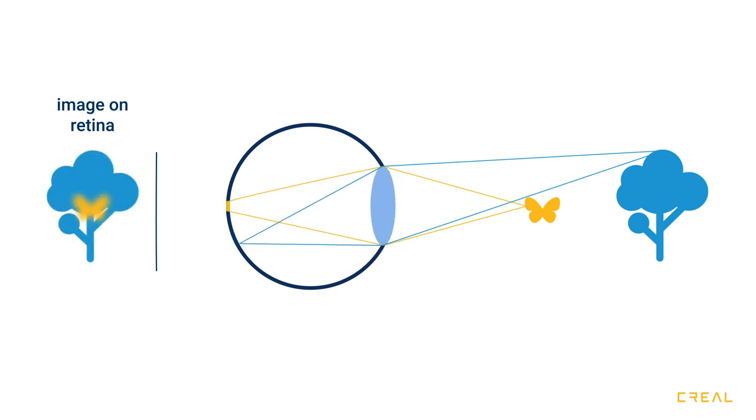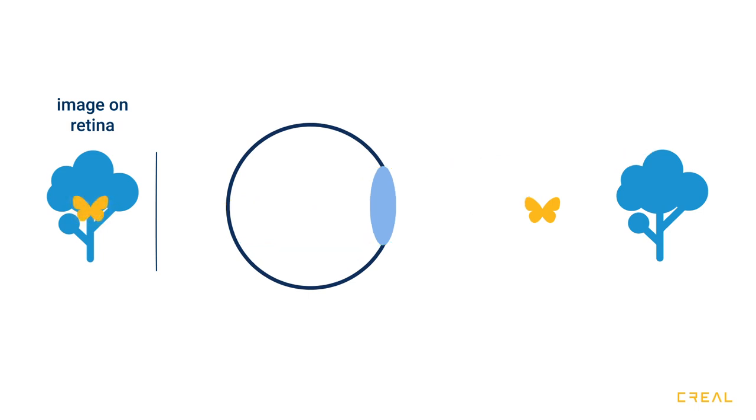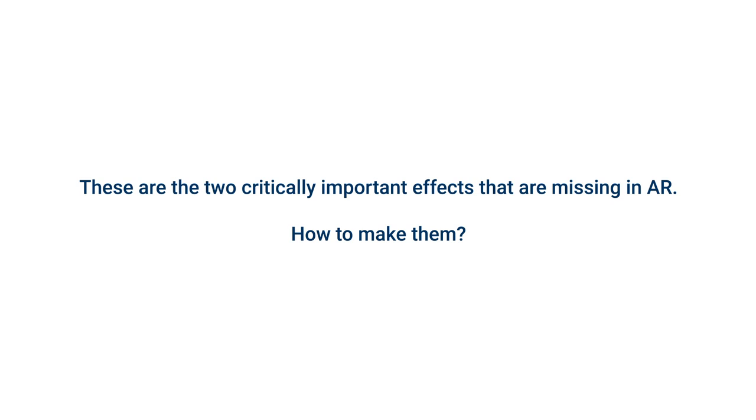And that's unfortunately not all. We perceive also the so-called ocular parallax. It's the small displacement between close and far objects which we see when the eye moves in the eye socket. And it moves all the time, unfortunately. So these are the two critically important visual effects which are entirely missing in today's AR. So how to make them?